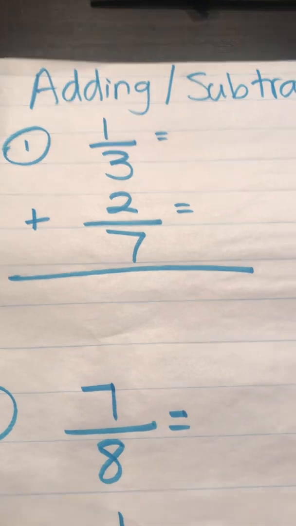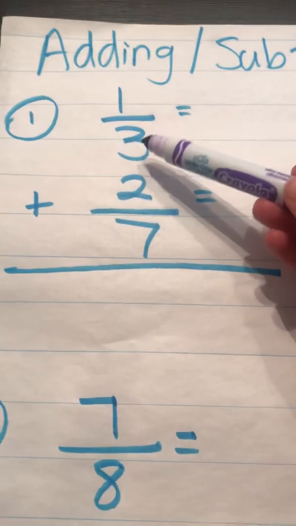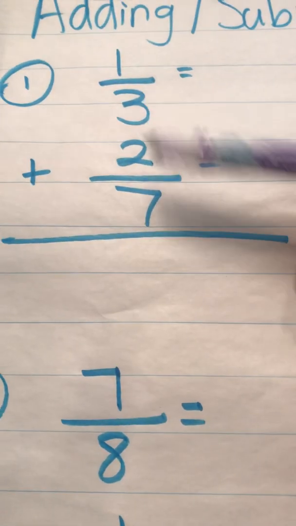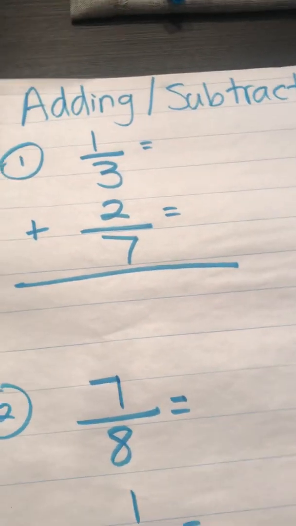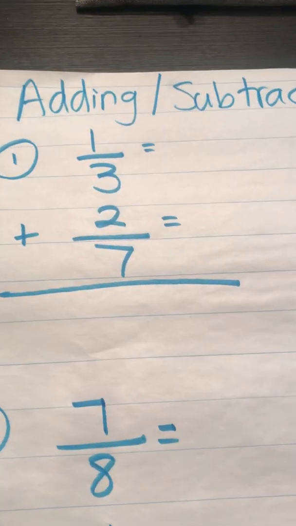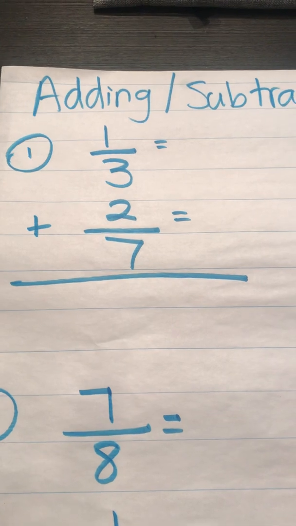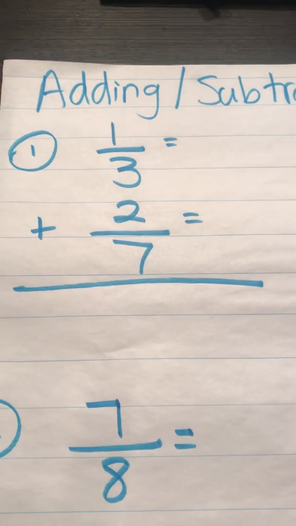When I'm looking at these fractions, I notice right away that they have different denominators, the 3 and the 7. Since the 3 and the 7 are different, I need to come up with a common denominator before I can add these fractions together. So I'm going to go over to the side and list my 3 and my 7. I'm going to make a little T-chart, and under each of the numbers I'm going to list the multiples.